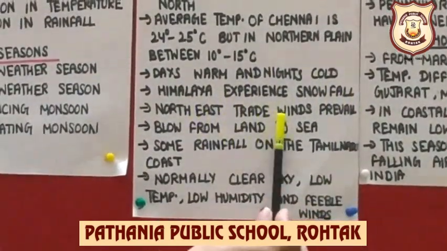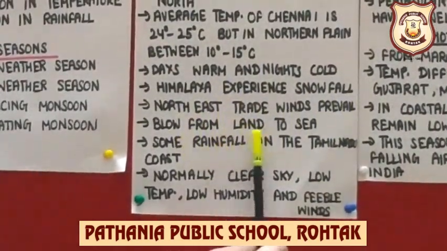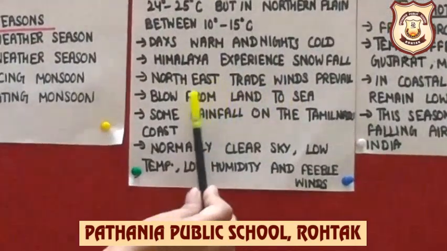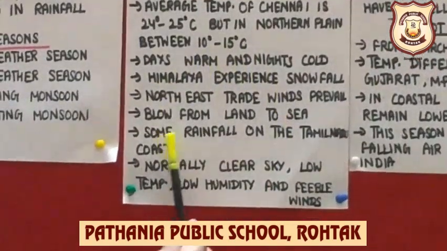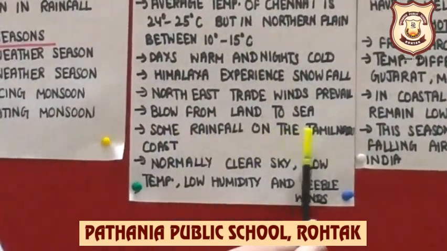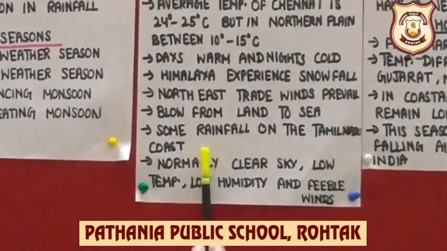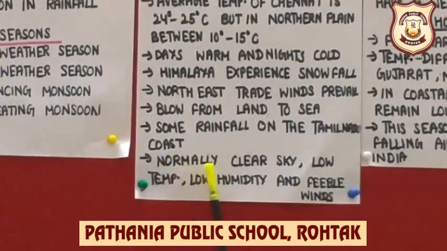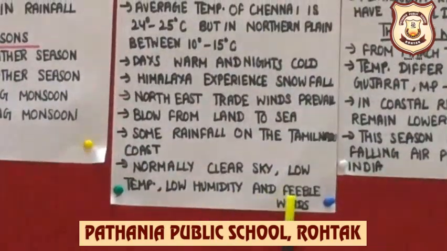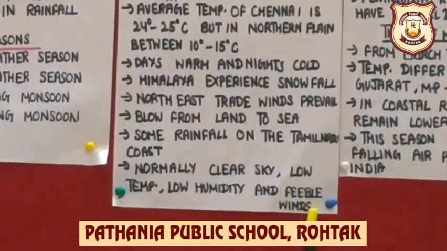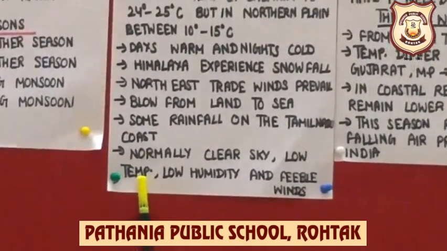The northeast trade winds prevail over northern India and blow from land to sea. As we know, whatever wind blows from land to sea will be a dry wind, right? But some rainfall occurs on the Tamil Nadu coast because the Tamil Nadu coast gets the winter rainfall. And during the season, normally there is clear sky, low temperature, low humidity, and feeble winds. Means weak winds are there. All these are the features of the cold weather season, right?